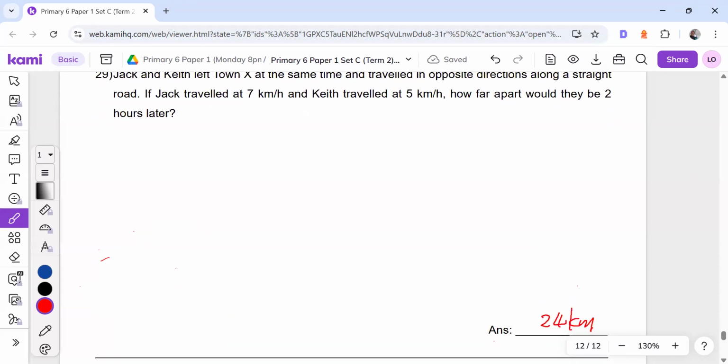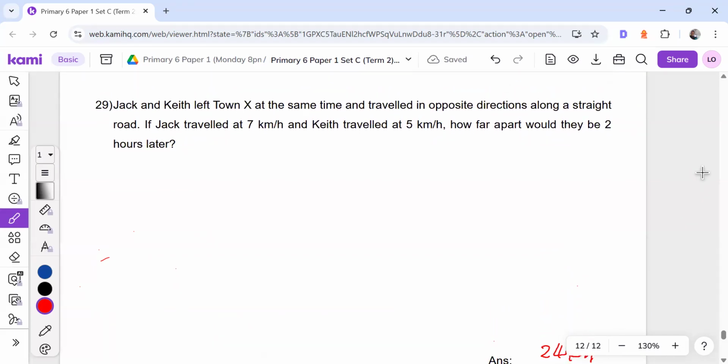So how do we get 24 kilometers? Okay, now speed problem, you have to draw the model. If you don't draw the model, if you're not good in math, you need to draw the model. So how do you draw?